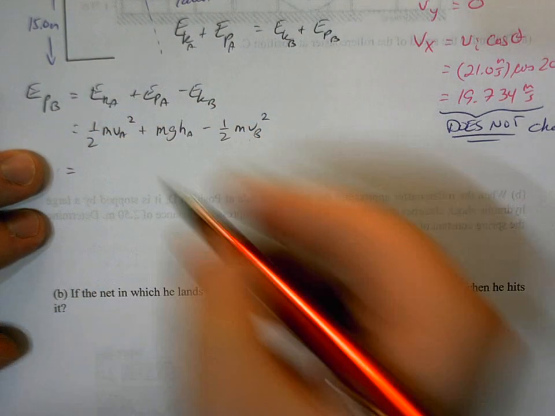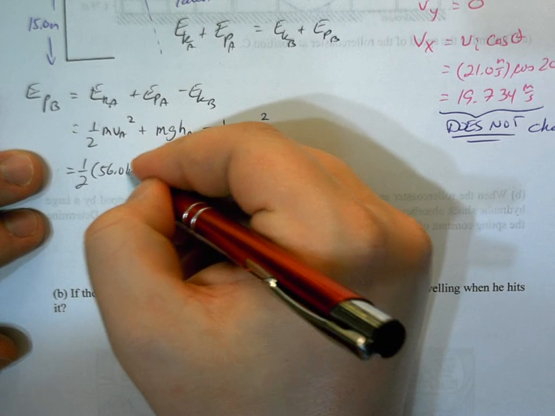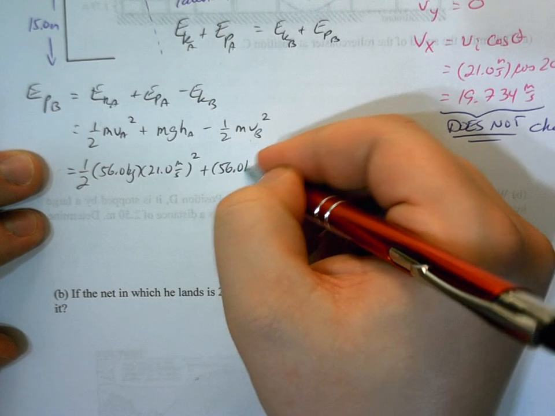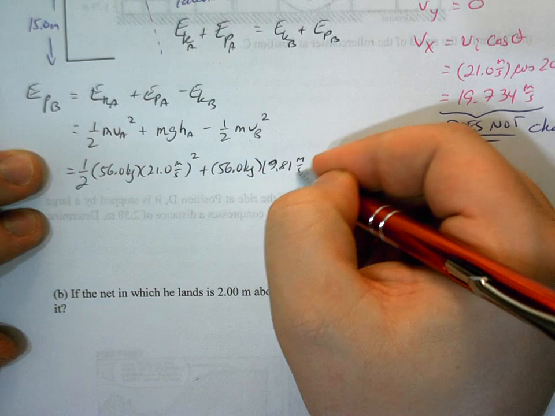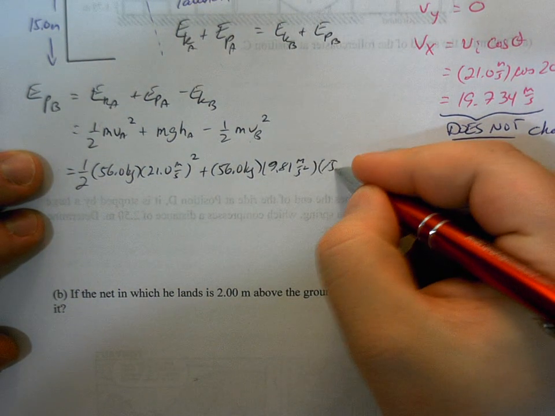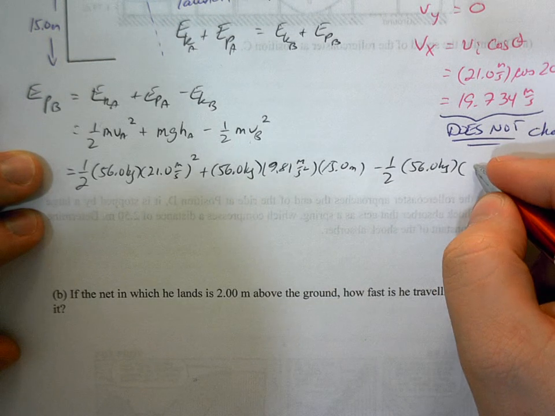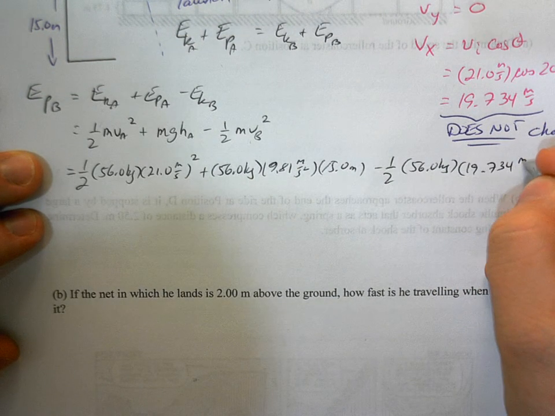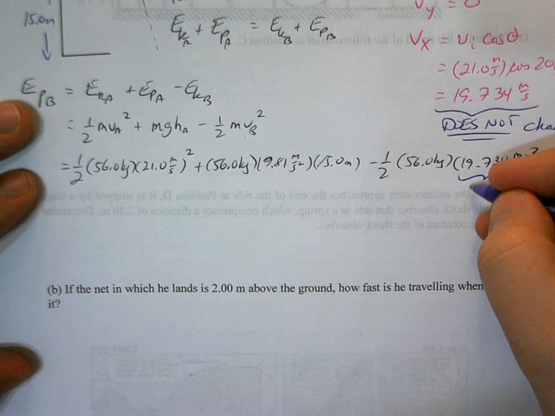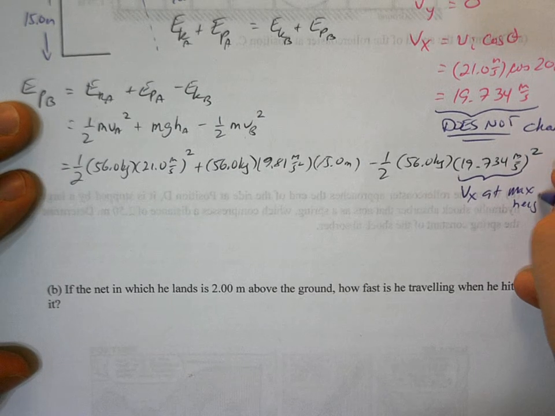So let's find this potential energy. So we got half the cannonball mass, 56 kilos. We have that 21 meters per second. We have that 56 kilos. We have our 9.81 meters per second squared. So our height above the ground at this point is 15 meters. And then we're going to subtract off that piece for the kinetic energy. So again, want to make sure we account for that speed there. So that's our Vx at max height.